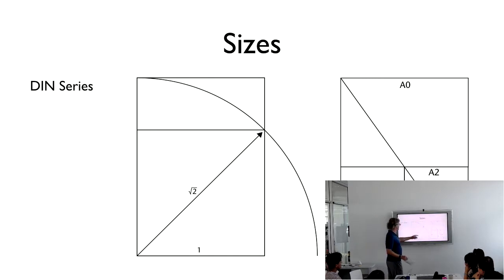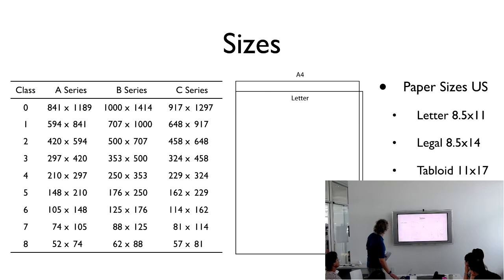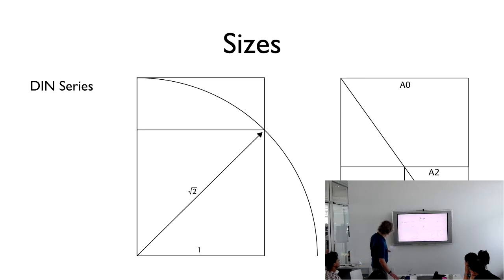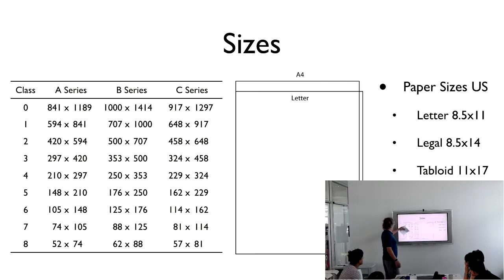Now, the biggest size is A0, and that has a certain dimension. It's 841 by 1189. A0 is the largest one. Still, the question is, why 841 by 1189? You could choose any value here, as long as it's in the same proportion, and then it will always be halves of it. But why 841 by 1189?